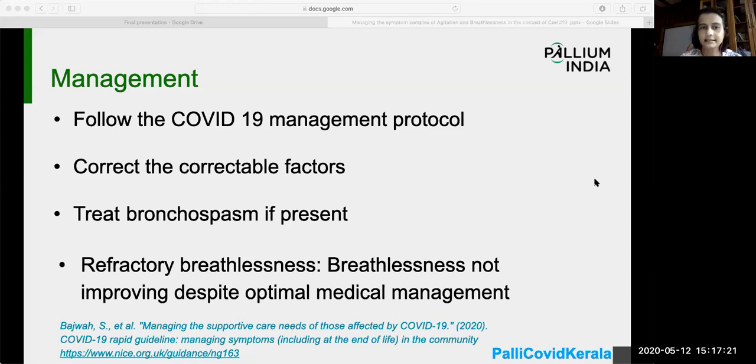Once all these have been taken care of and the patient is still breathless, that is when we use a term called refractory breathlessness, where breathlessness is not improving despite optimal medical management. Those patients are the ones that we are using these guidelines for.